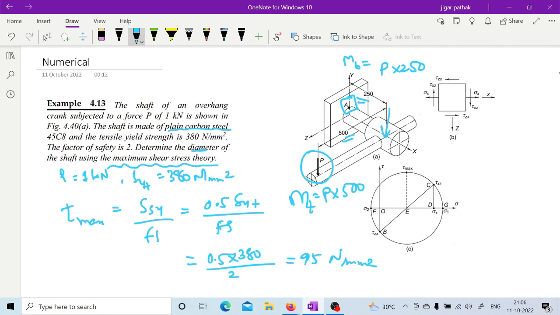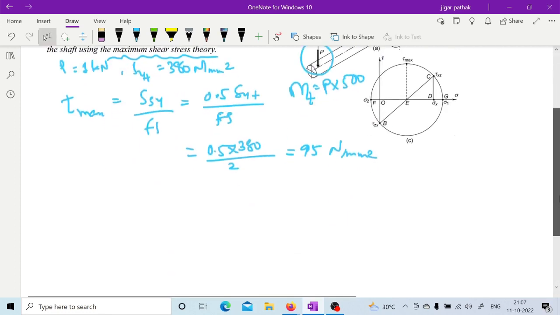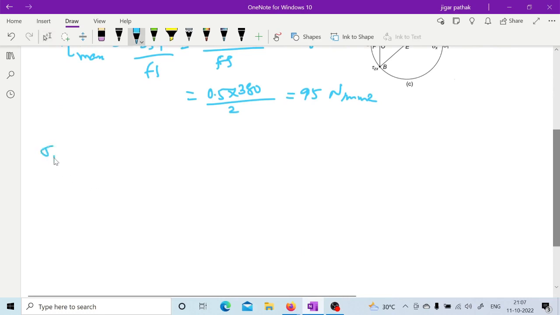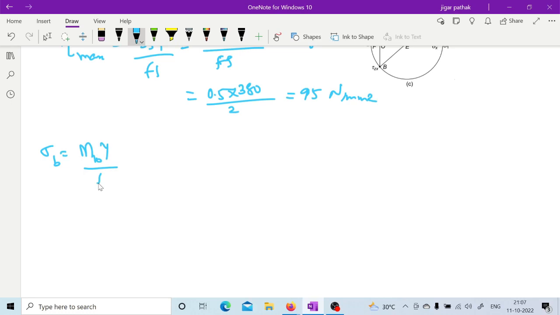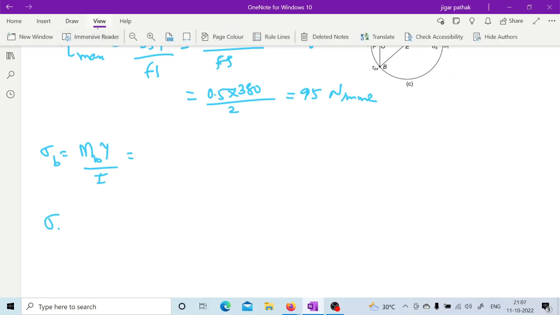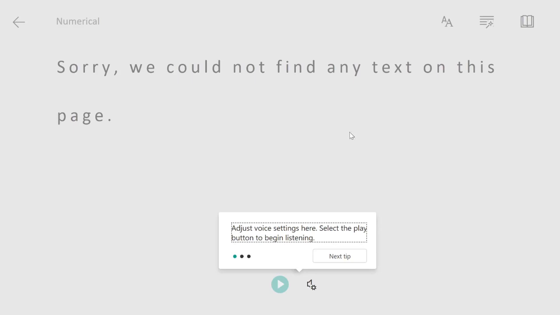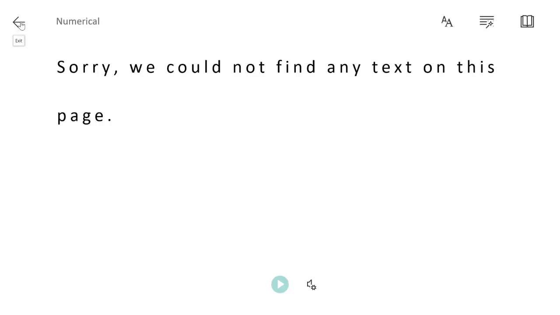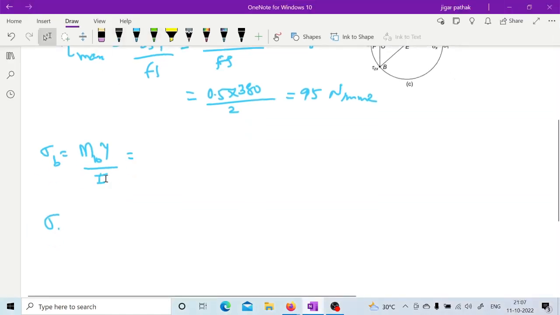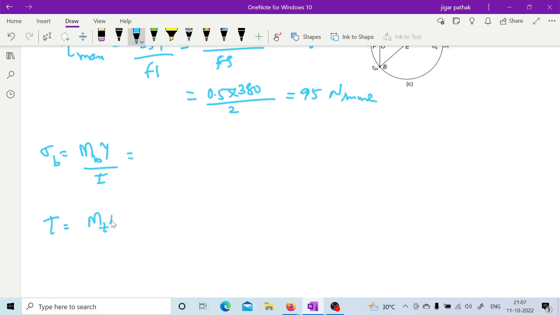Right, so once you have this bending moment and torsional moment, then you can calculate bending stress and torsional stress with these simple equations: sigma B is equal to M y upon I, and torsional stress we can write as tau, that is MT r by J.